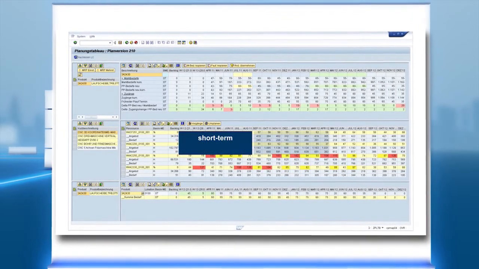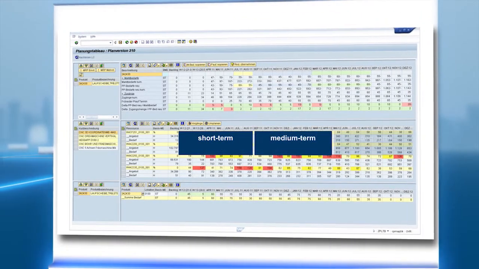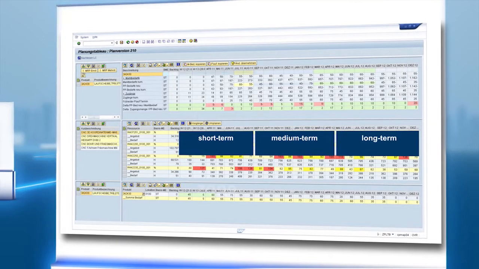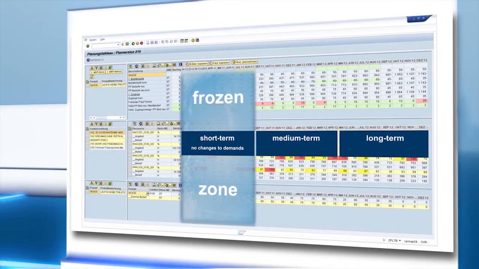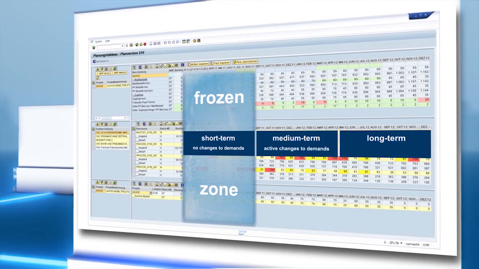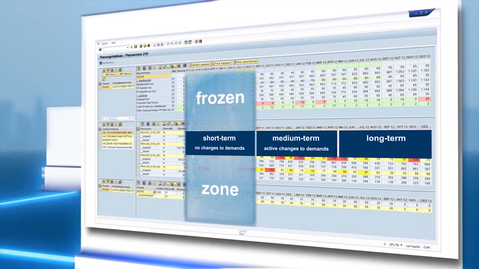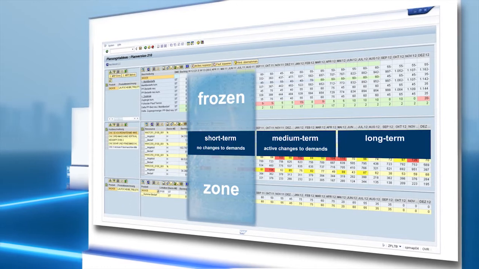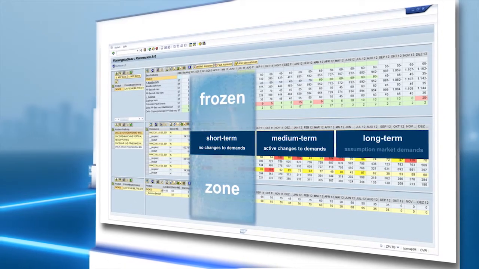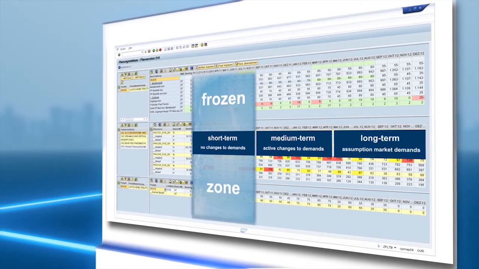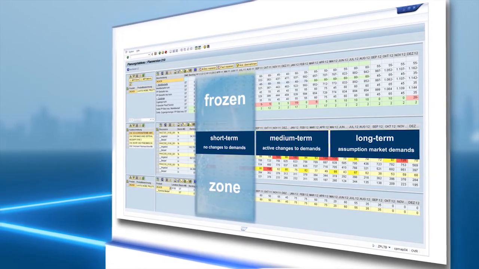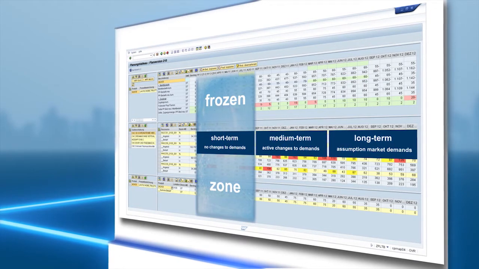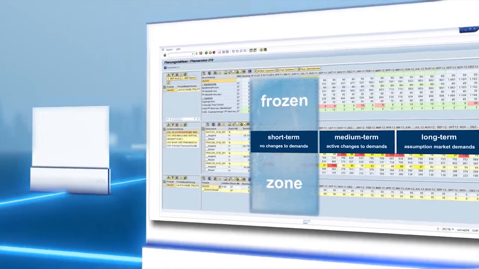There are 3 planning horizons per product: short, medium, and long term. Within the short-term horizon or frozen zone, no changes can be made to demands as the production orders have already been started. Within the medium-term horizon, resource workloads can be changed in line with demand. The long-term horizon is based on original customer demands.